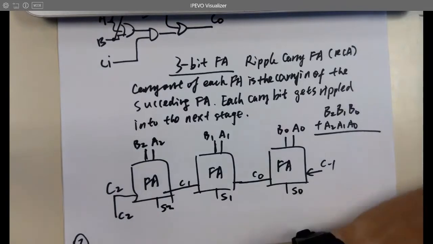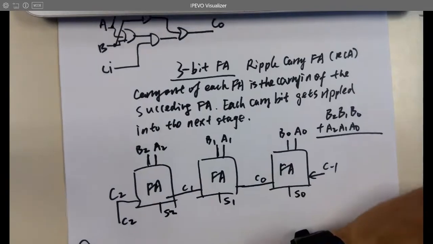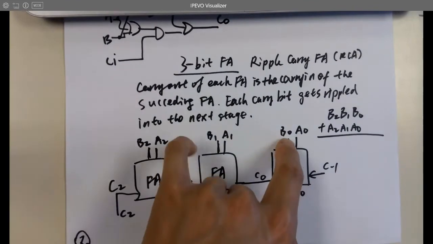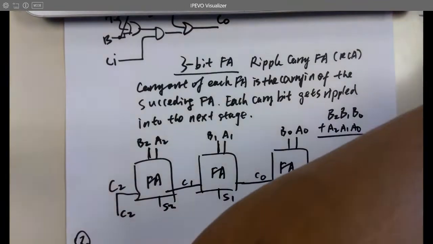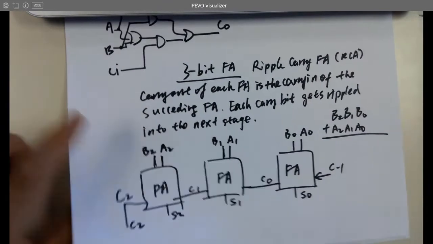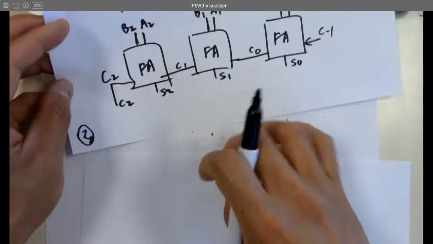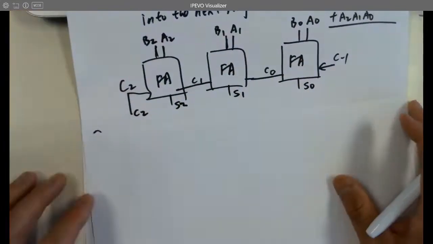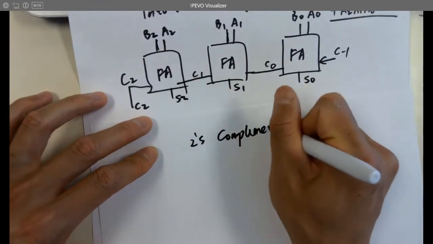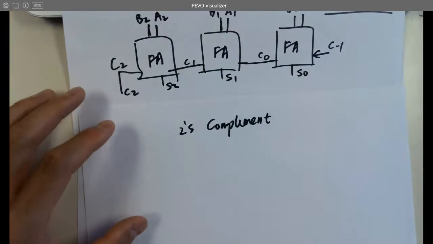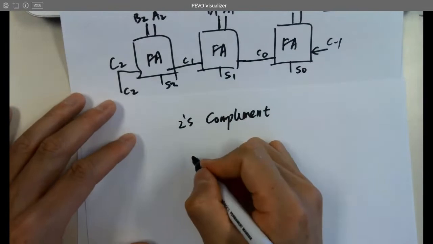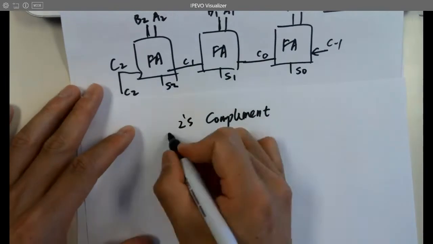Ripple carry full adder. So how do you add a negative number to a positive number? Subtraction, right? So this involves two's complement. Remember how to convert a number to its negative counterpart? You take the number minus all ones, isn't it? Yeah, in a two's complement system, right?